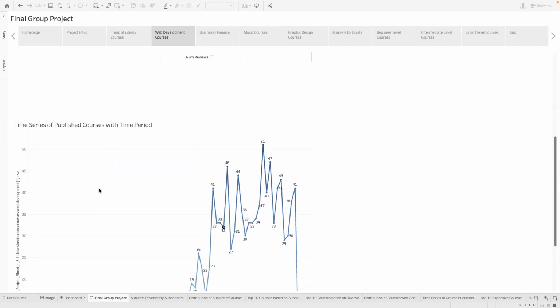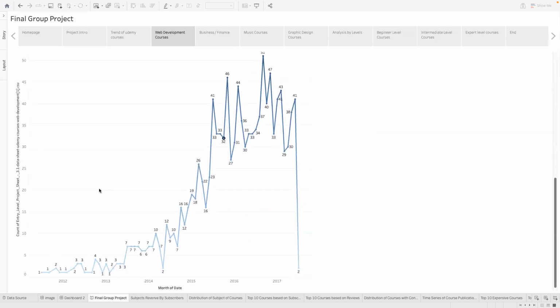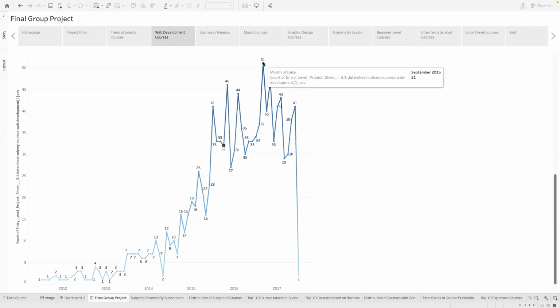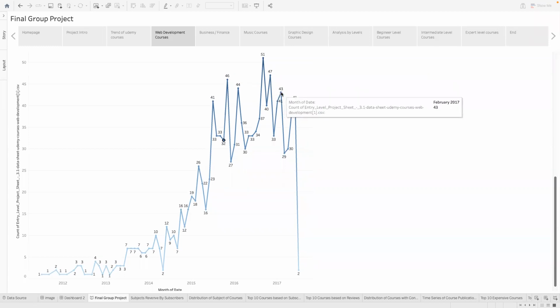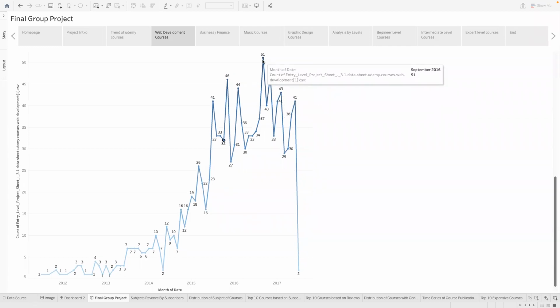Further going down, I did the time series of publication course with time period. Here I have counted the entry level projects from before 2000 till 2017. You can see that the count is highest in September 2016, that is 51. I also did the filter with respect to the dates. As you can see, I also did the filter on the top. So this was my work done with respect to web development.